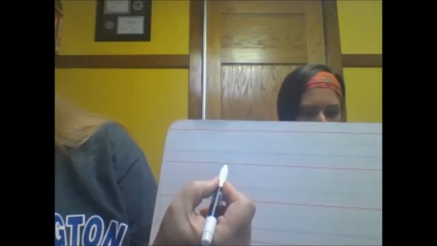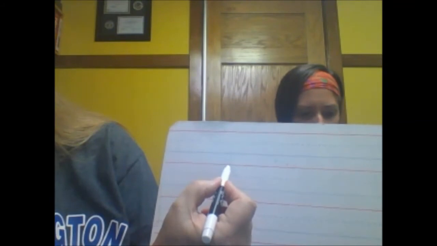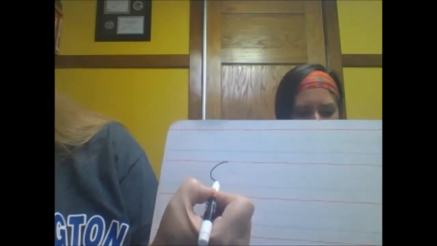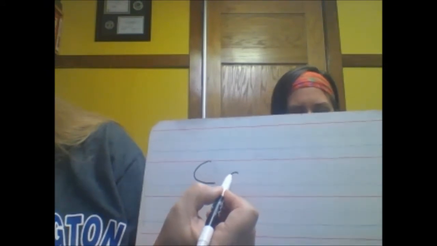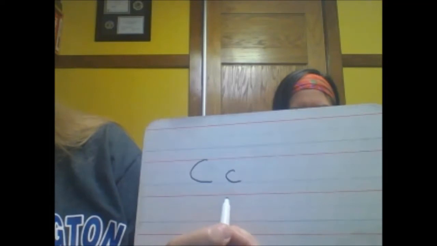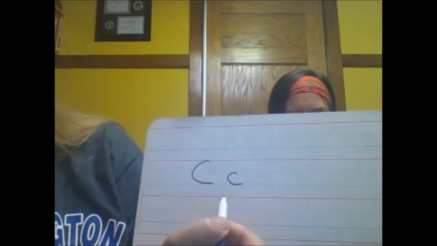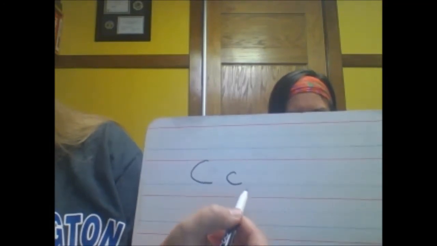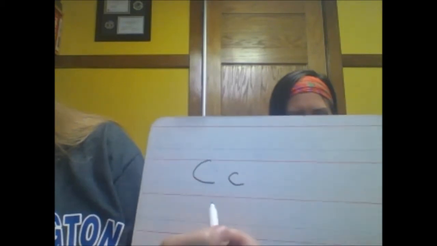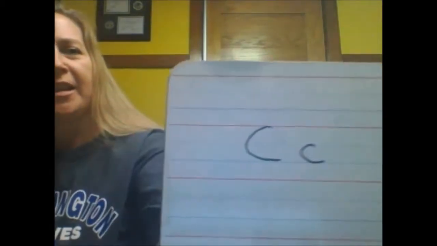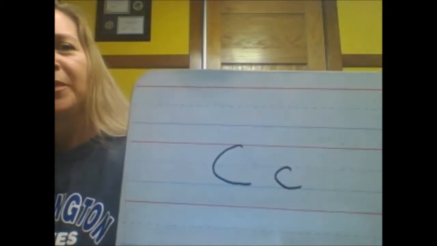This is the uppercase C. It goes curved around like that, and the lowercase c starts down here at the midline and curves around like that. So they look just alike. One is big and one is small, the uppercase and lowercase. All right, there it is. I'll give you a close-up look there. Whoop, there you go.